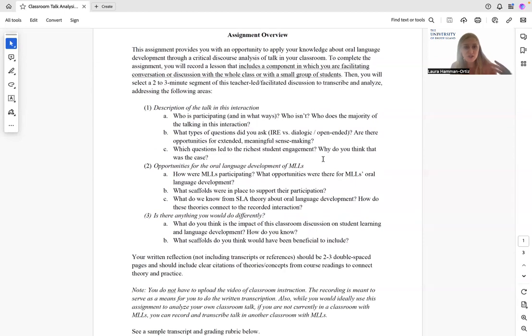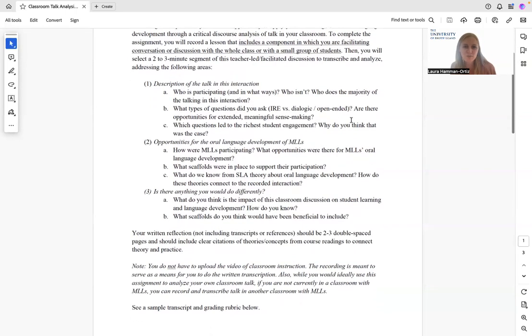First, you'll be just describing the talk. You'll be answering questions around who is participating and in what ways, and who isn't participating. Do you hear from all students in this interaction that you are highlighting, that you transcribed, or not? Who does the majority of talking? We've talked in week 5, focused on oracy, about how in many classrooms teachers still do most of the talking. Is that what happened in this interaction? And if so, what were some of the question and answer patterns that may have contributed to that?